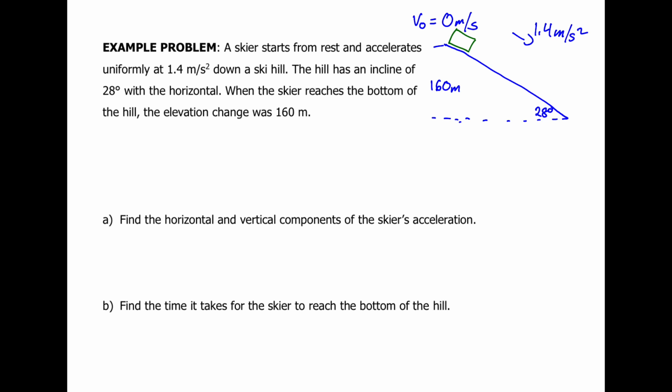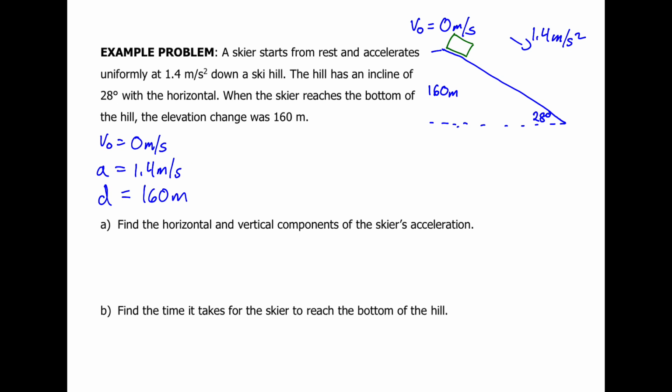Okay. We can also, because I gave you the space here, it's sometimes easy to write: v naught is equal to 0 meters per second, a is equal to 1.4 meters per second squared, and displacement might be 160 meters. Oops, that squared looks terrible. Let me clean that up. Squared. Okay.